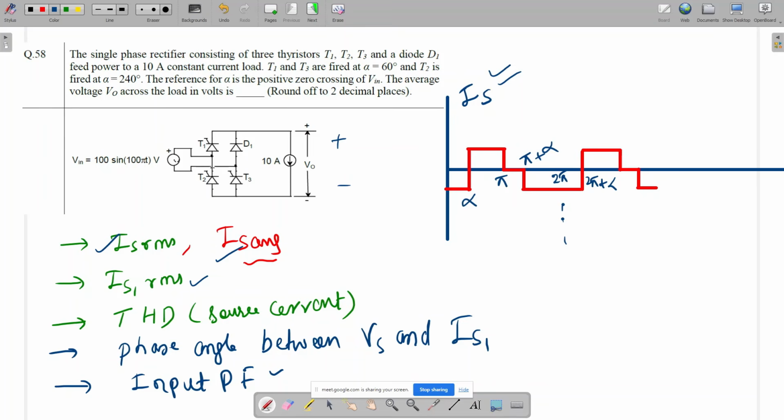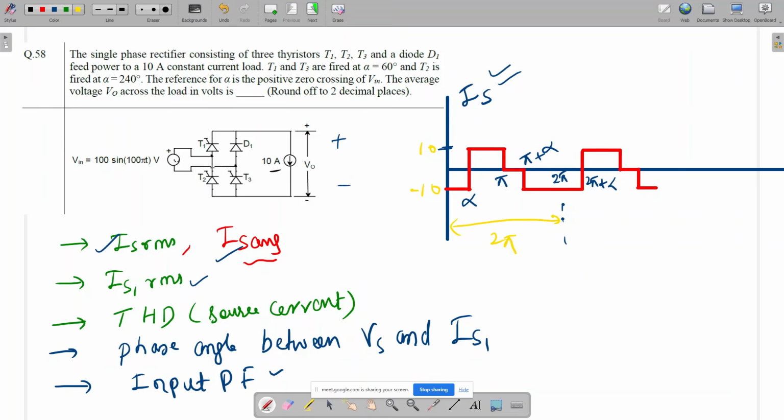What is the magnitude of this source current? Can anyone tell? What will be this amplitude, this value? As per the load current, it should be 10. Since the load current is constant 10 ampere, here it will be 10 and below it will be minus 10. This is one time period of this source current waveform. This is 2 pi.